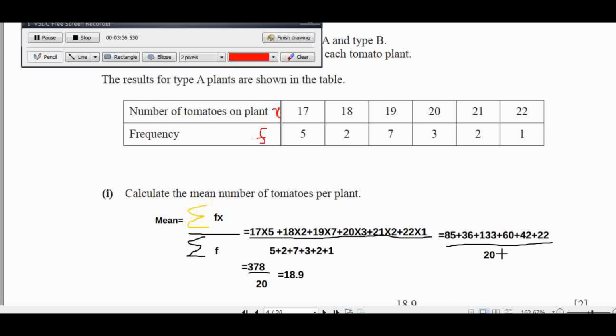I have to add them, divided by 5 plus 2 plus 7 plus 3 plus 2 plus 1, which is equal to 20. When you add them, the numerator comes out to be 378, divided by 20. When I do it by calculator, 378 divided by 20 comes out to be 18.9. So the mean number of tomatoes per plant for type A is 18.9, and that's your answer. This 18.9 is the answer of part 1.